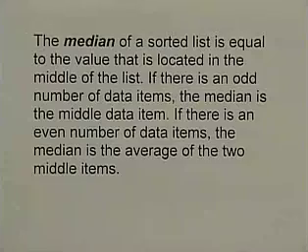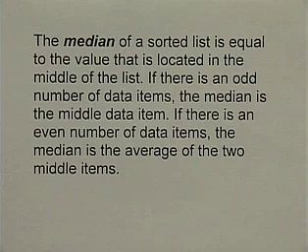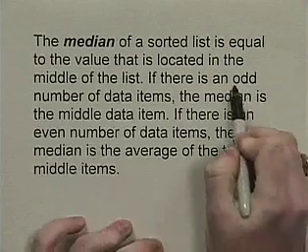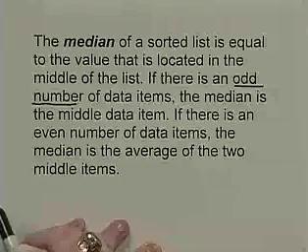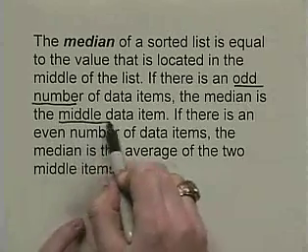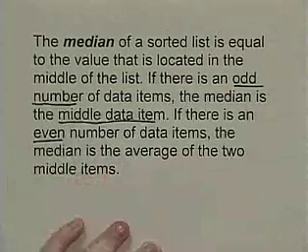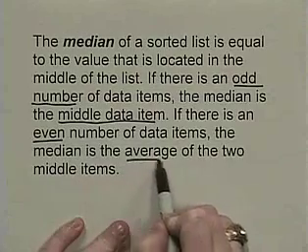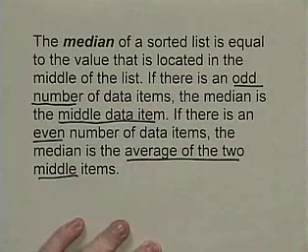Now the median of a sorted list is equal to the value that is located in the middle of the list. If there's an odd number of data items, then the median is the middle data item. If there's an even number of data items, the median is the average of two middle items. So focus on this here. An odd number of data items, the median then is the middle data item. But if there's an even number, the median is the average of the two middle items.